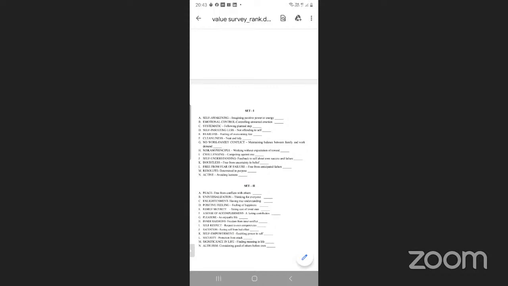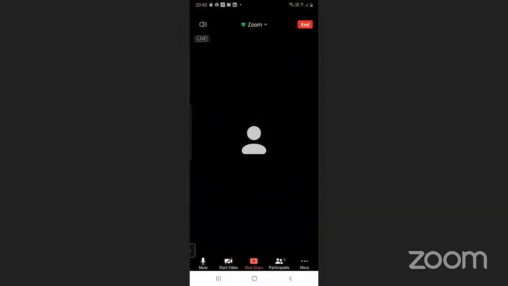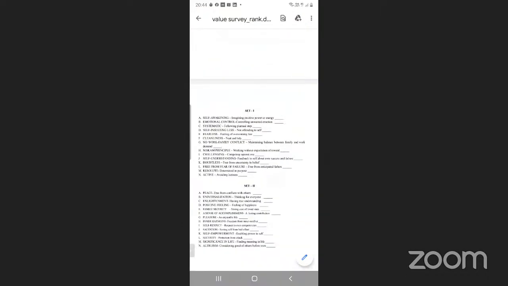Is it clear now? Yes, sir, it is clear. Sir, we just have to rank the words that are given. We just need to give them a number according to us. Correct, correct. So you have to think orderly, and you can arrange the values. Yes. Okay.